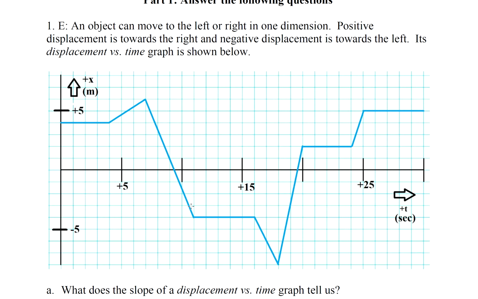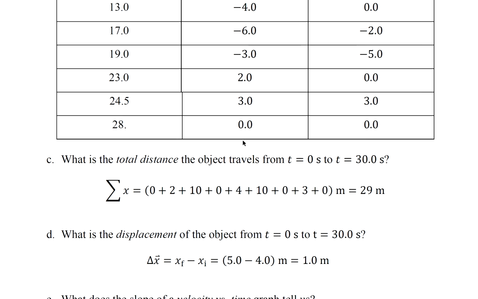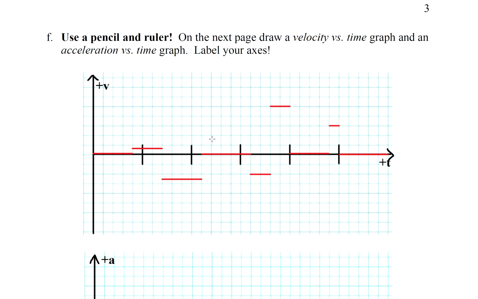What's minus 10 over 4? That's negative 2.5. Then this slope is 0. Then this slope is minus 3 over 2. Then this slope is 10 over 2. This slope is 0. This slope is 3. This slope is 0. So the velocity is just going to be the slope of a displacement versus time graph.